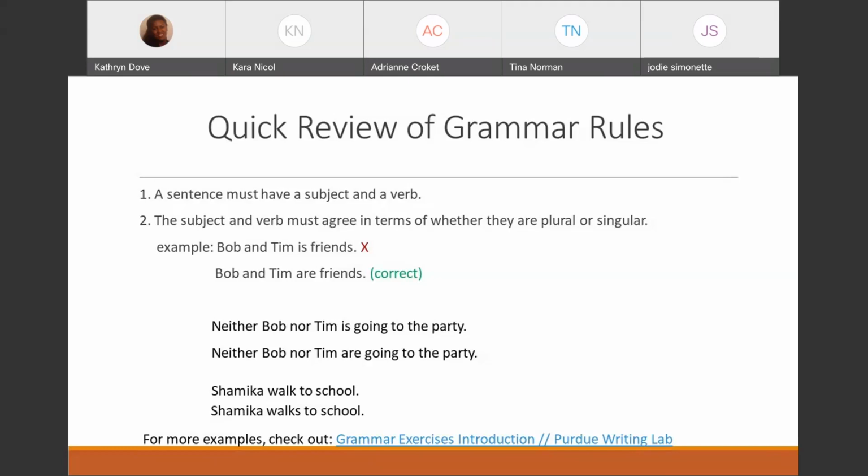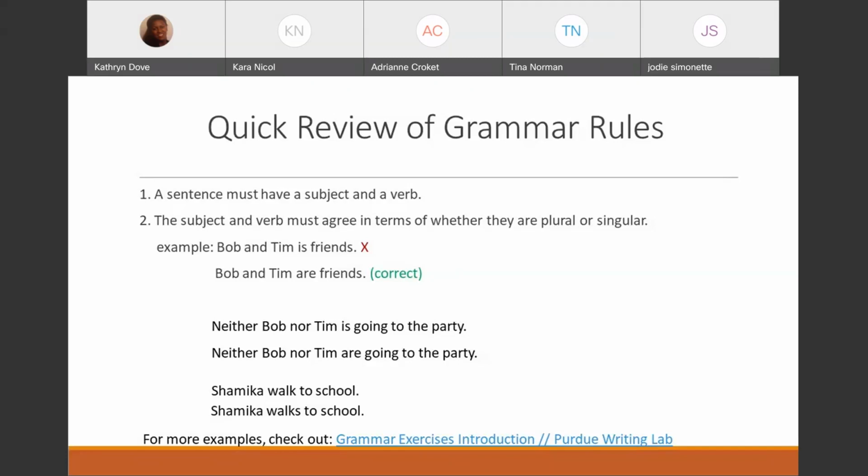Here's an example. Bob and Tim is friends. What's wrong with that, Adrian? Why is there an X next to that? Well, first of all, it sounds terrible. And second of all, I was always taught "is" is for one, "are" is for two or more. So that's how I remember it. I don't really know how to tell you why it's wrong, but it is wrong. Perfect. That is why, because "is" is a linking verb and it needs to agree with the subject. "Is" is used when you have a singular subject. Tim is a friend. But when you have Bob and Tim, that's a plural subject and you need a plural linking verb, "are" friends. Very important.